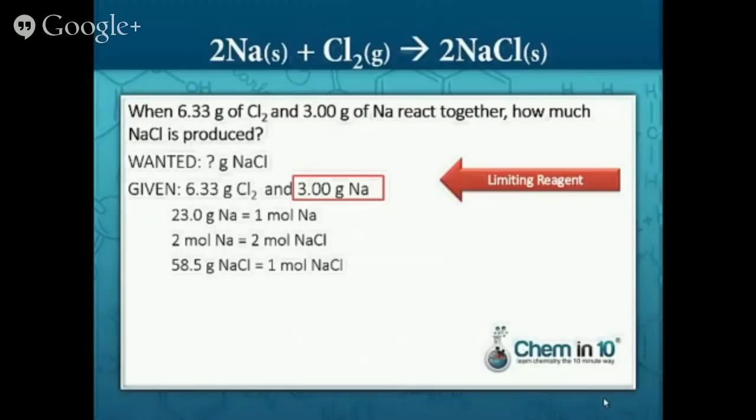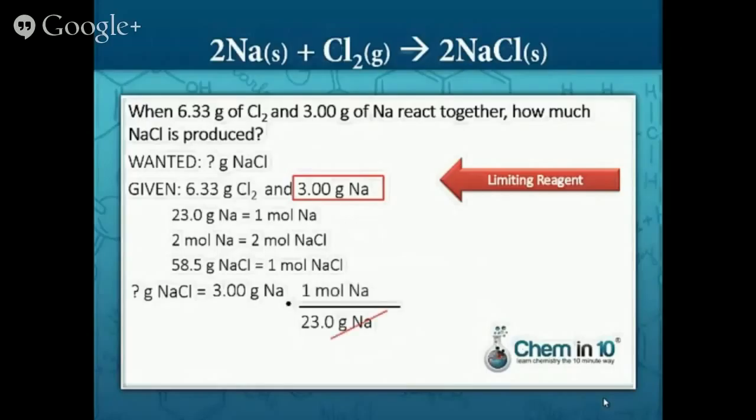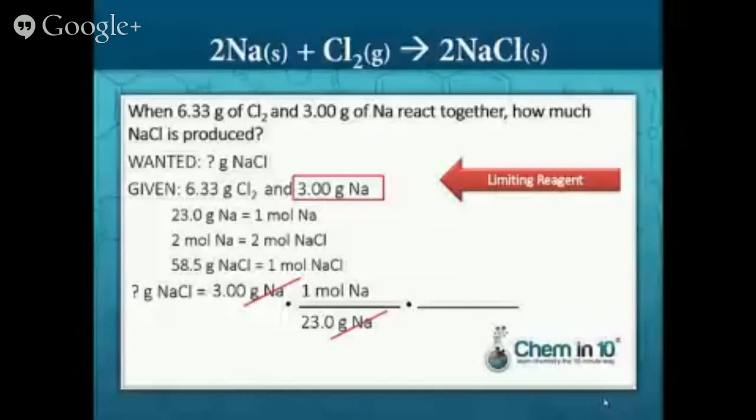Set question mark, wanted, question mark grams of sodium chloride, equal to our limiting reagent given, 3.00 grams of sodium, dot line. To cancel out grams of sodium, we put the molar mass of sodium in the denominator. 23 grams is equal to 1 mole. The grams of sodium cancel out. Now we need to convert moles of sodium to moles of sodium chloride. We put moles of sodium in the denominator to cancel out the units. We know for every 2 moles of sodium, we're going to make 2 moles of sodium chloride.